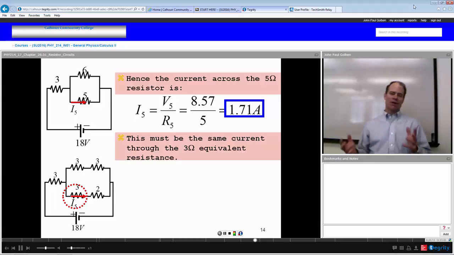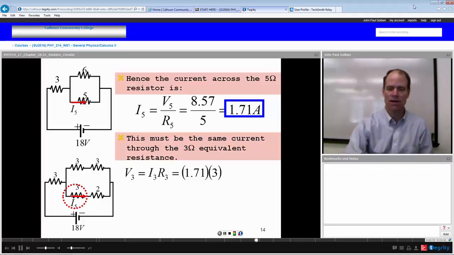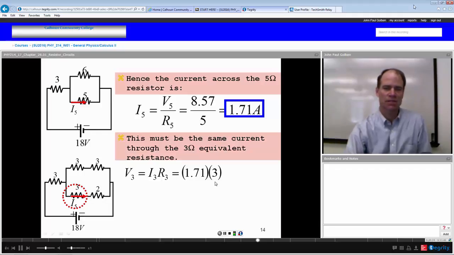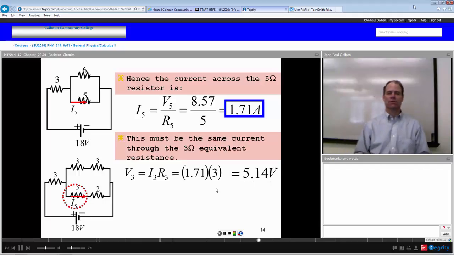So now I know the current going through the 3 ohms. I can calculate the voltage across that 3 ohms by Ohm's law. That voltage is the current times the resistance. 1.71 amps going through 3 ohms is 5.14 volts. So I have 5.14 volts going across this 3 ohm resistance.